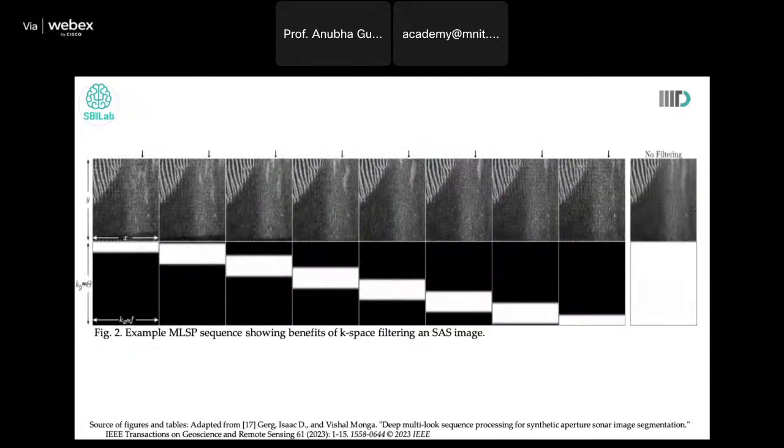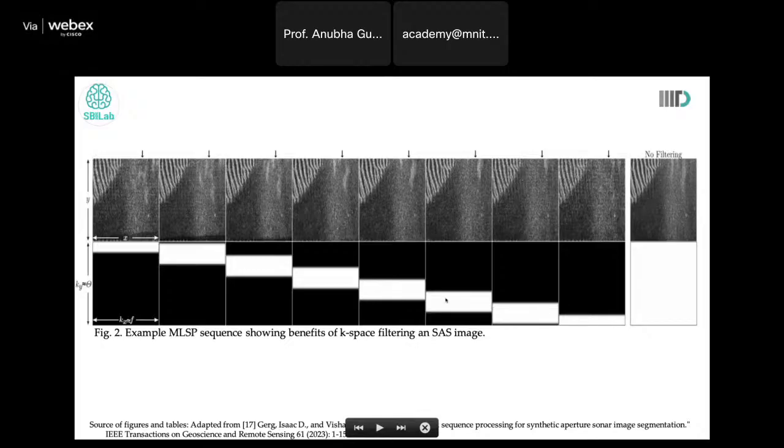So what they do is the following. This is, for example, an image with no filtering. They divide it into smaller bands. This is a filter, so it is only passing this amount of data, or this band of the data.